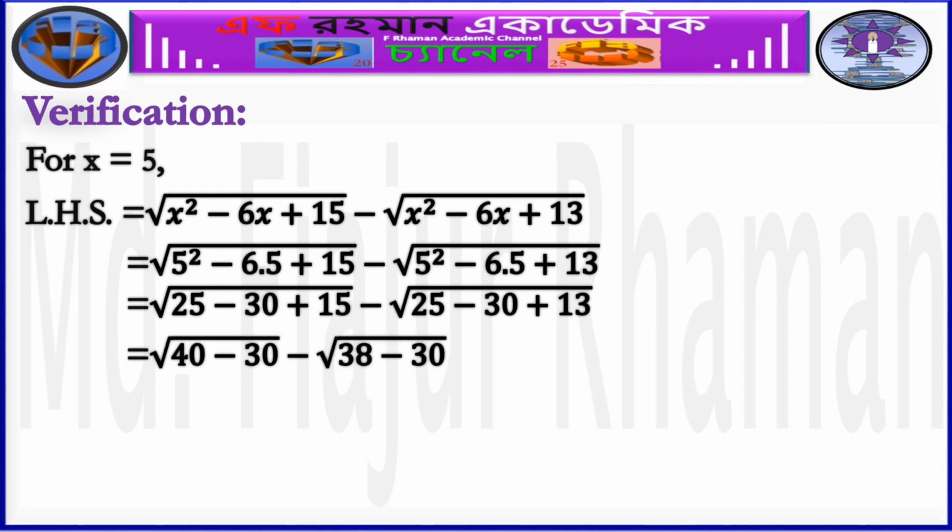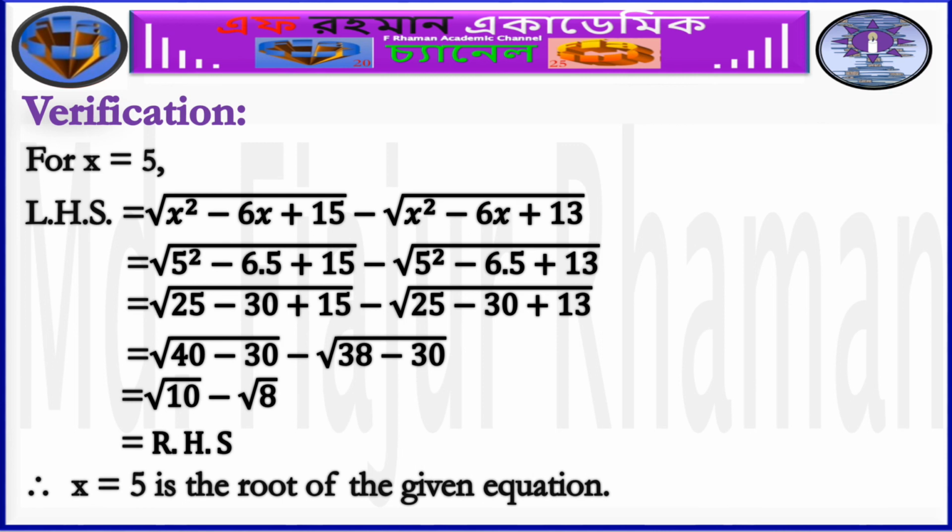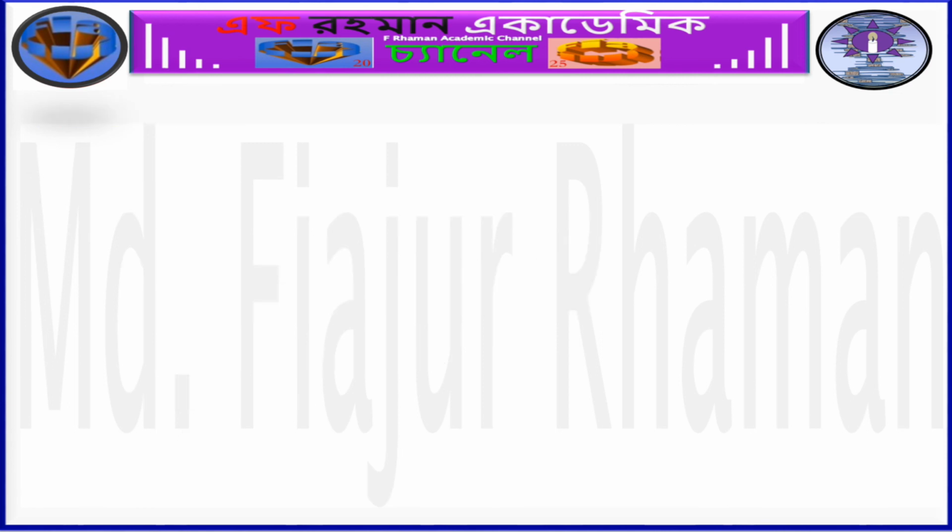This is equal to square root of 40 minus 30 minus square root of 38 minus 30, since 25 plus 15 is equal to 40 and 25 plus 13 is equal to 38. This is equal to square root of 10 minus square root of 8, as 40 minus 30 is equal to 10 and 38 minus 30 is equal to 8. This is equal to the right hand side. Therefore, x is equal to 5 is the root of the given equation.